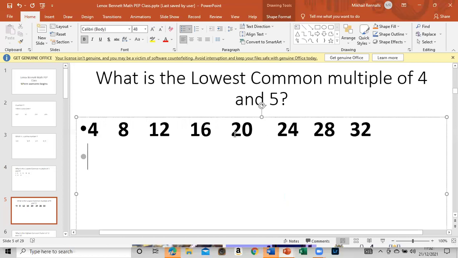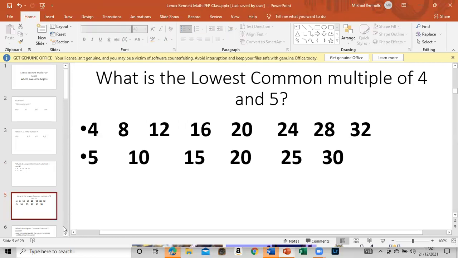Then we go down to the 5 line. And we know 5. Add 5 to 5, 10. Then that will be 15, 20, 25, 30, right? But the first number that comes, see there, 20, is in both of them. So 20 is considered to be the LCM. Let's move on to slide 6.